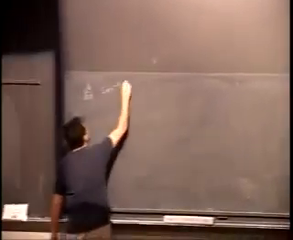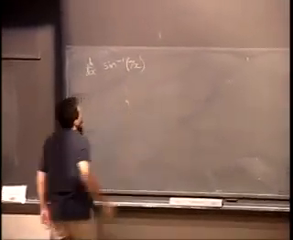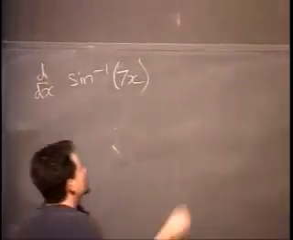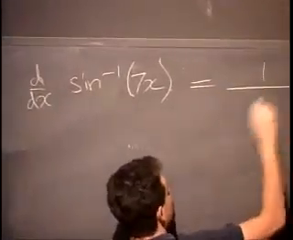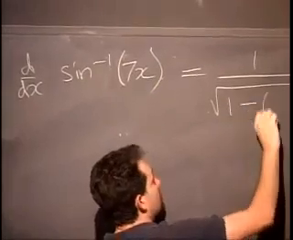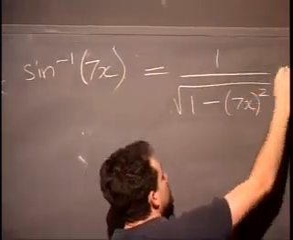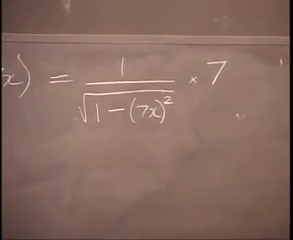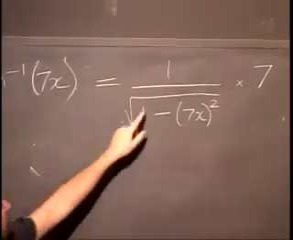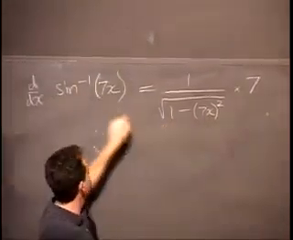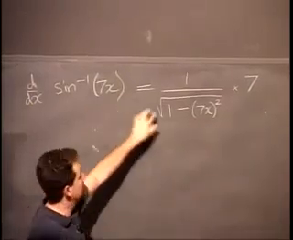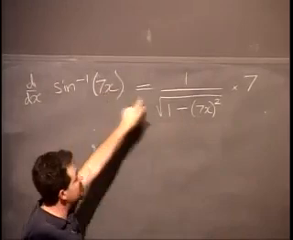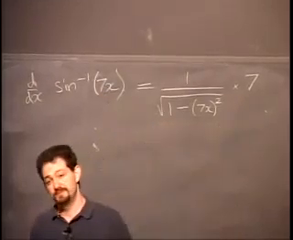This is a fairly straightforward example, but I just want to demonstrate you could use the chain rule to do it, or you could write the answer straight down. Right? Basically, the formula would have been 1 over root 1 minus x squared, but now we have 7x instead of x squared. Bang. But of course, when you replace x by a multiple of x, you have to multiply by that multiple. We saw that all the time.